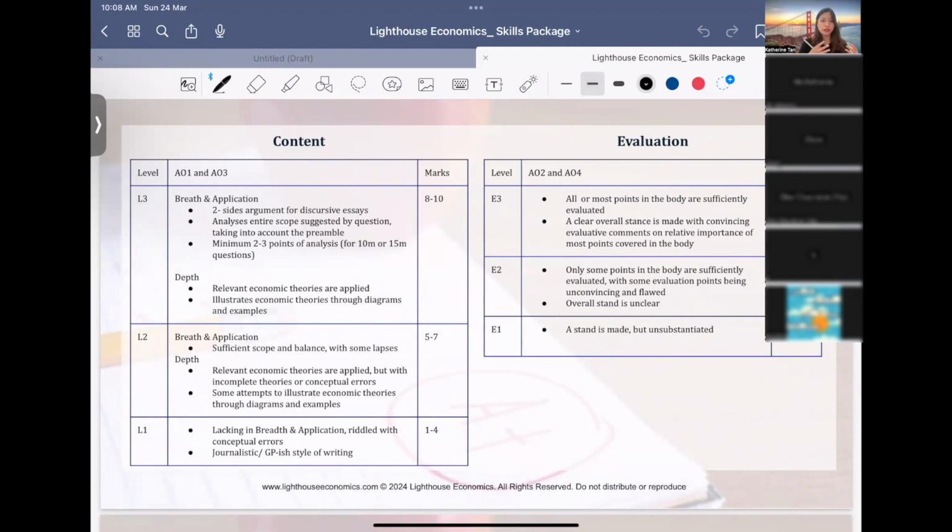So there are going to be two components, content and evaluation. For content, they will grade it and give you a mark. Sometimes your teacher writes L1, L2, L3. This L indicates where you stand in terms of content. And for the 15 mark questions, sometimes you see your teachers write E1, E2, E3. It tells you where you stand in terms of evaluation. For both content and evaluation, you definitely want to score L3 and E3, which is the highest mark.